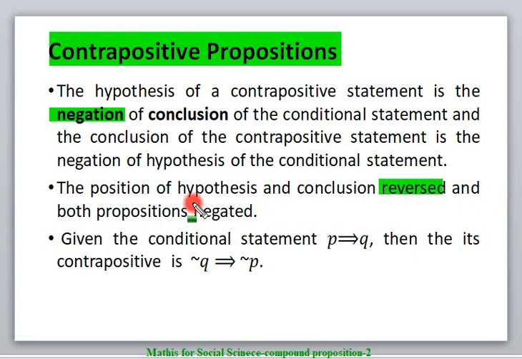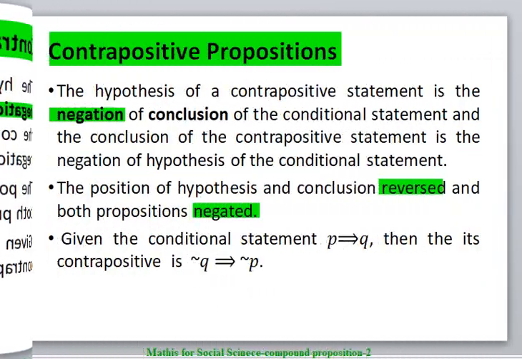So, given the conditional statement P implies Q, what is the contrapositive of this statement? Its contrapositive is negation Q implies negation P. Here the positions are exchanged and they are negated. If we use our previous example, the conditional statement is if there is rain, then there is a crop. So the contrapositive is if there is no crop, then there is no rain.